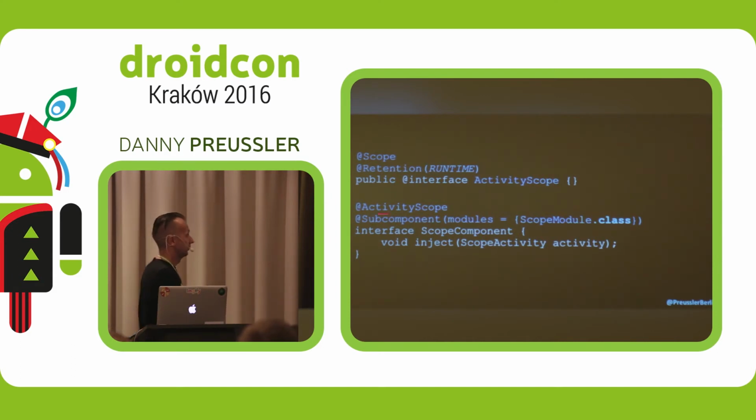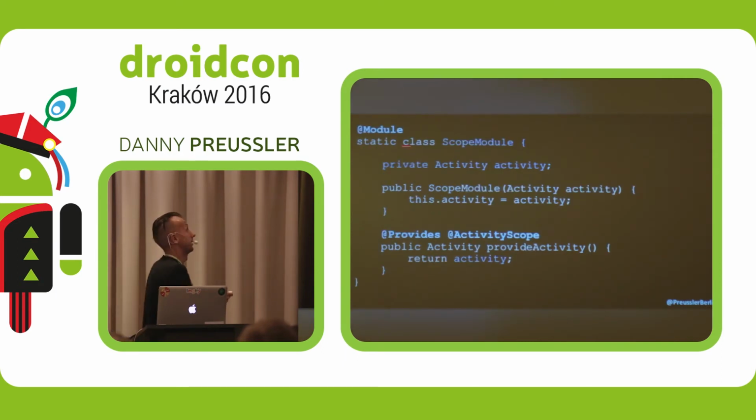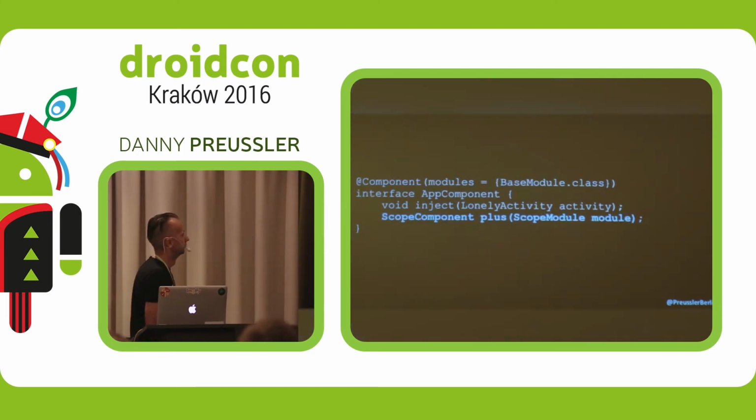Then you use this annotation on something that is a subcomponent. You would say, hey, the subcomponent will have a module, which probably holds the classes that you want to have in that activity. Again, you need the inject thing, as we know it, because this is a component. Then you would define this module, a scope module. Maybe keep the activity here to get it injected later, right? And if you want to inject this, you need that provides with the activity scope, and you return it. There are small variations, but basically that's what you do.